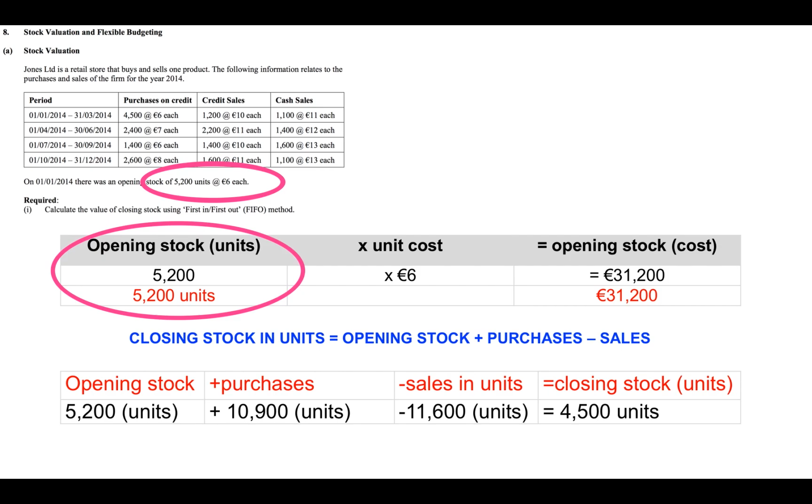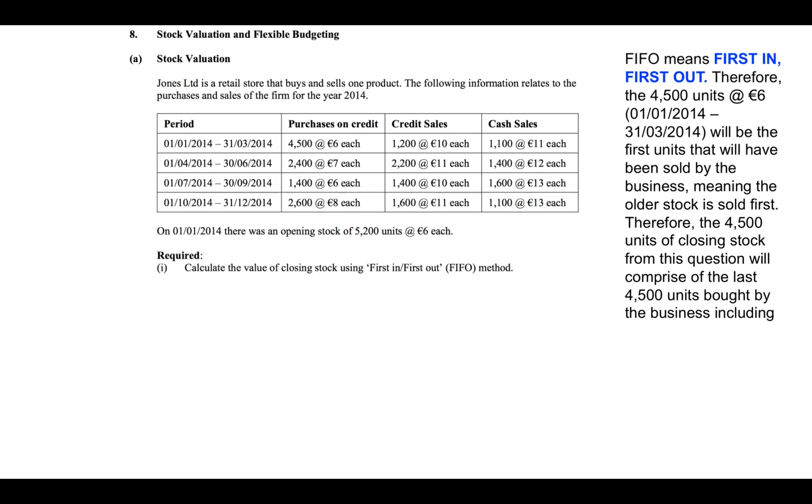What we have calculated there is the amount of units. But what we're asked to do is calculate the value of the closing stock using the first in, first out method. So what does that mean? So FIFO means first in, first out. Therefore, the 4,500 units at €6 each in the first quarter will be the first units that have been sold by the business, meaning older stock here is sold first.